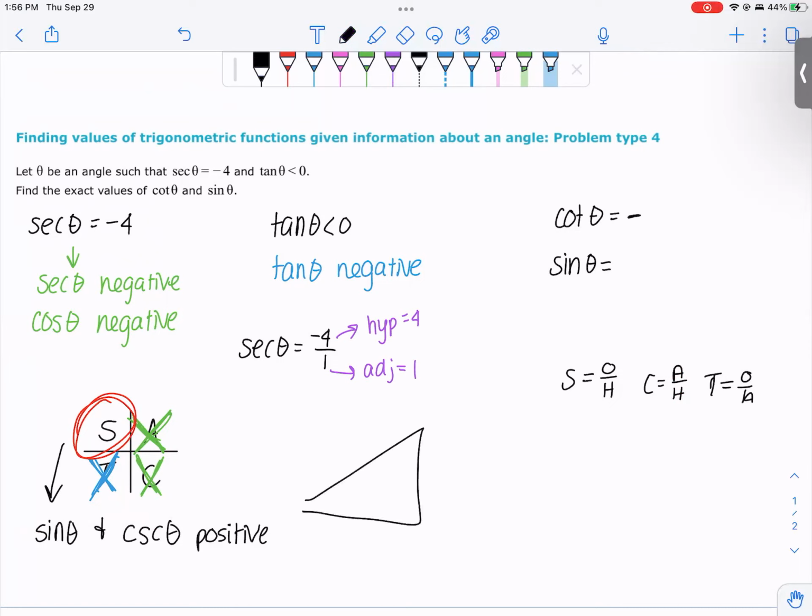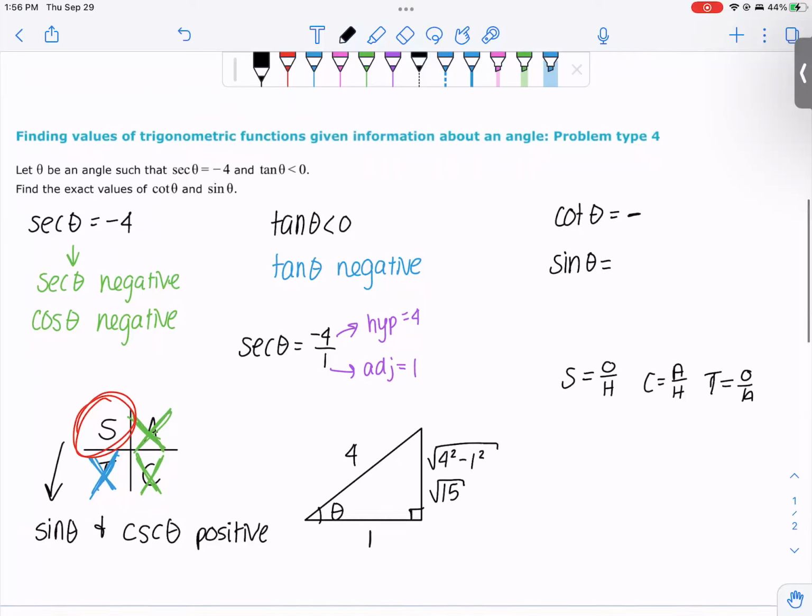I'm making myself a right triangle here. The adjacent side is 1, the hypotenuse is 4. This side over here is the square root of 4 squared minus 1 squared, which would be the square root of 15. So our opposite side that we just figured out is square root 15. Our adjacent side is 1. Our hypotenuse is 4.